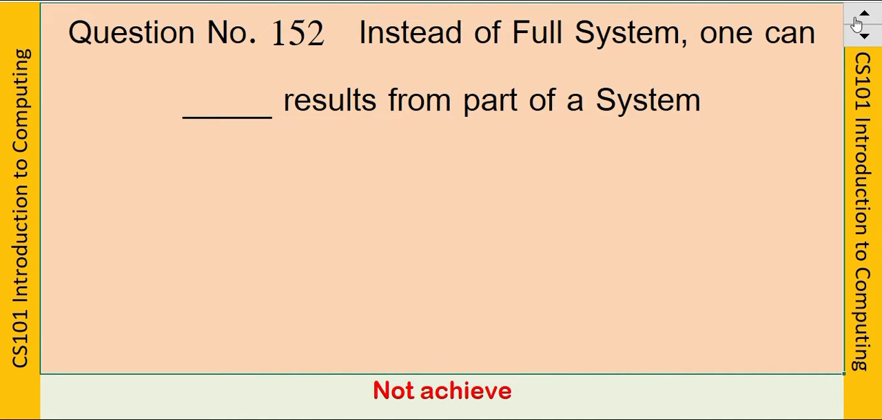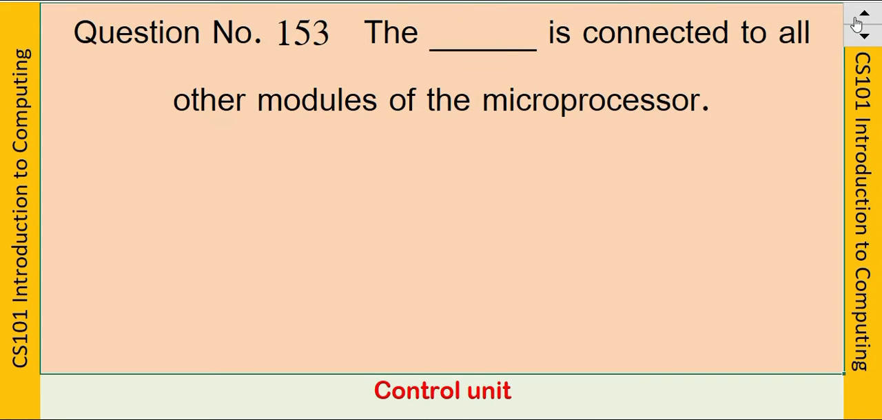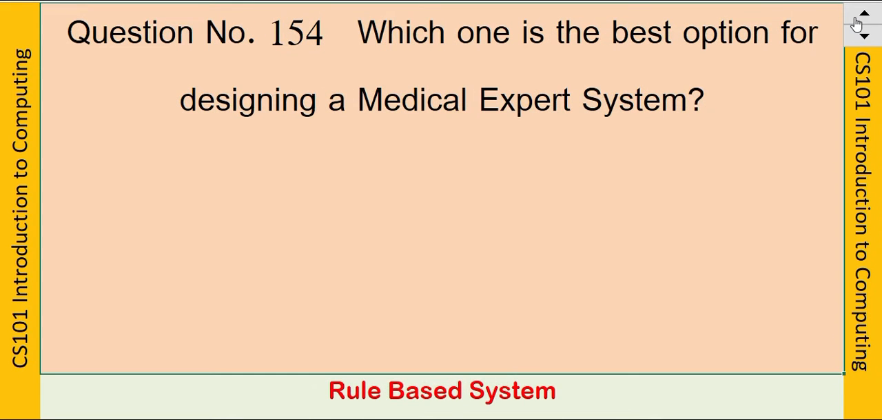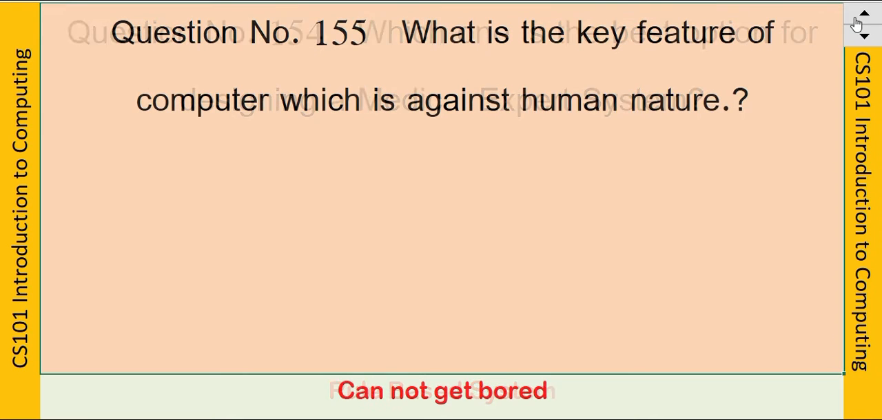Instead of full system, one cannot achieve results from part of a system. The control unit is connected to all other modules of the microprocessor. Which one is the best option for designing a medical expert system? Rule-based system. What is the key feature of computer which is against human nature? Cannot get bored.